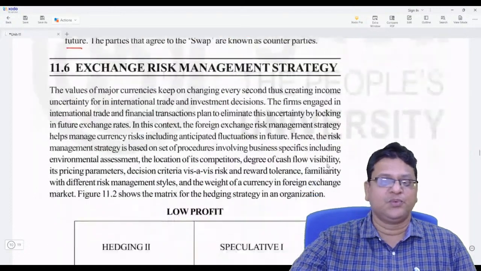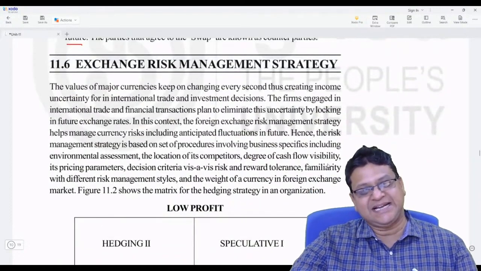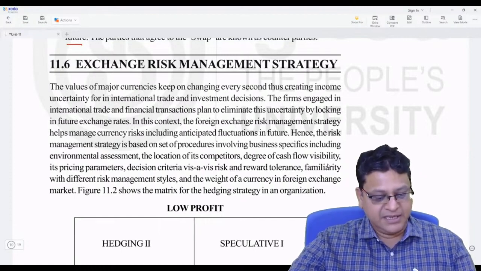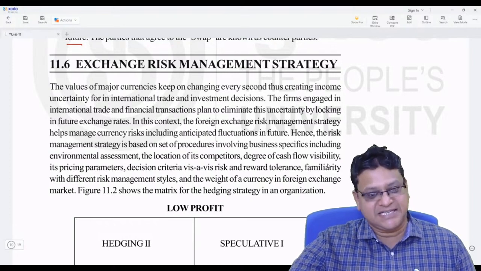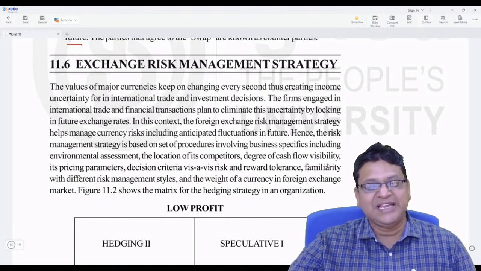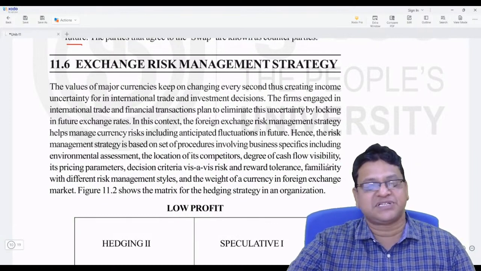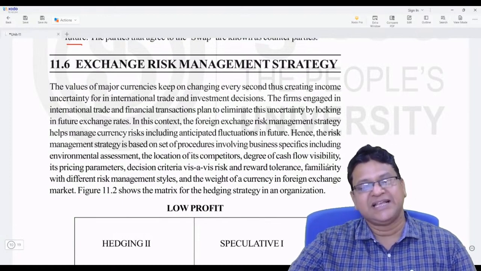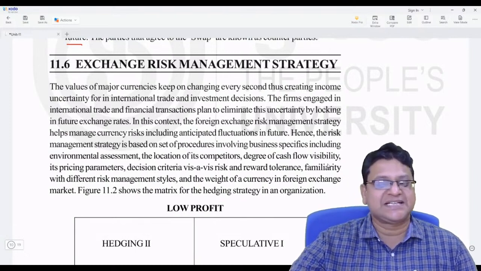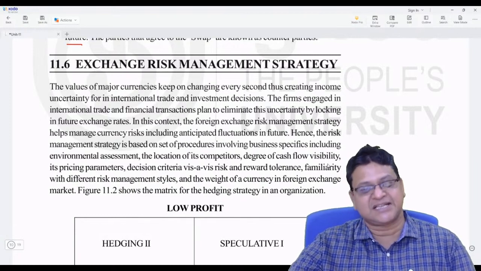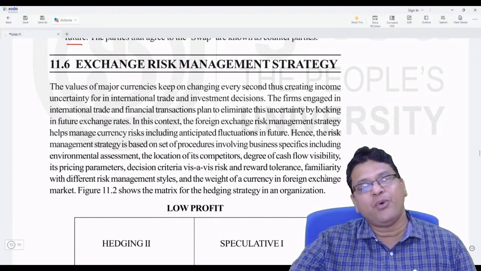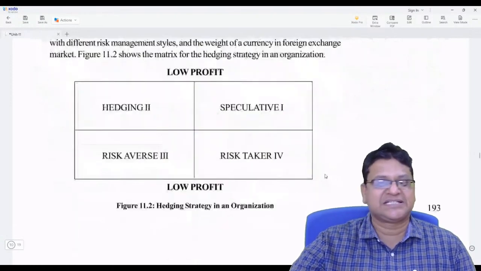Next, we are discussing exchange rate risk management strategy. We know that in a flexible exchange rate regime, the exchange rate fluctuates a lot. With the fluctuation of the exchange rate, the income of the firms also changes, and this is known as exchange rate risk. Volatility of the exchange rate brings exchange rate risk, and this exchange rate risk must be hedged or managed. So there are four strategies for managing exchange rate risk.